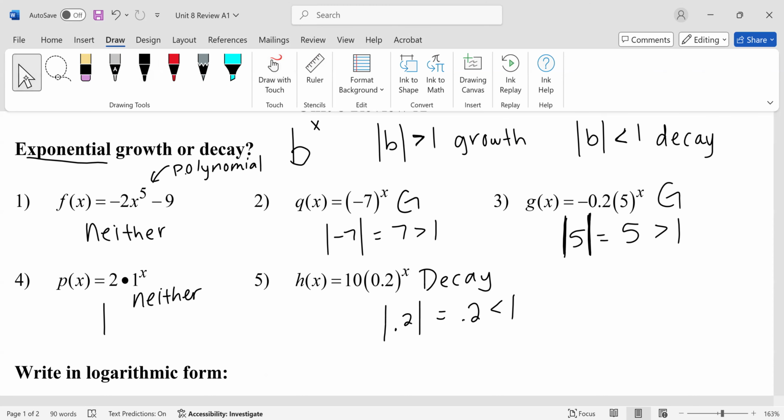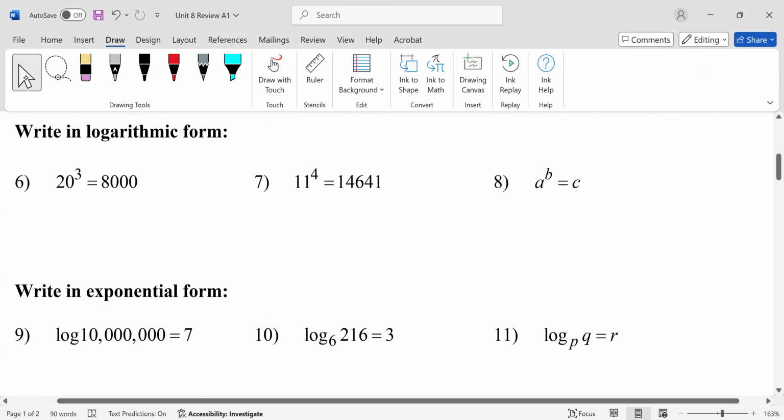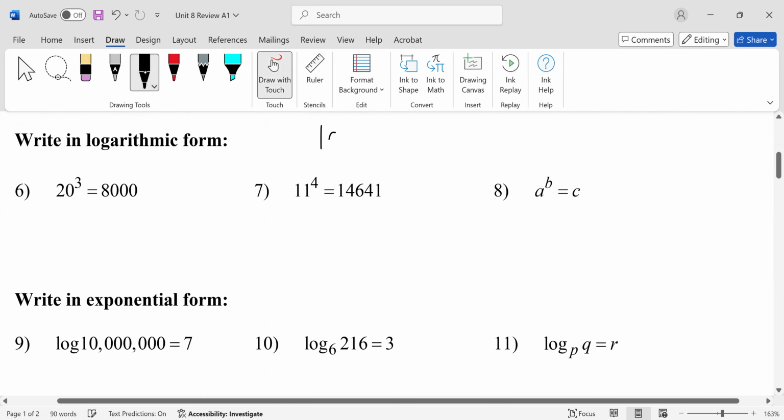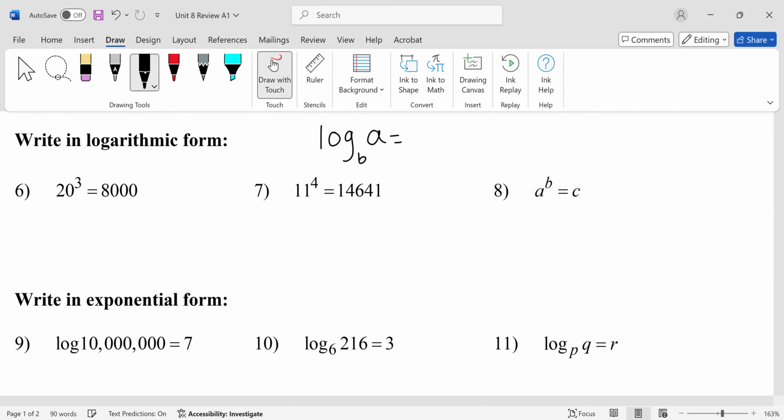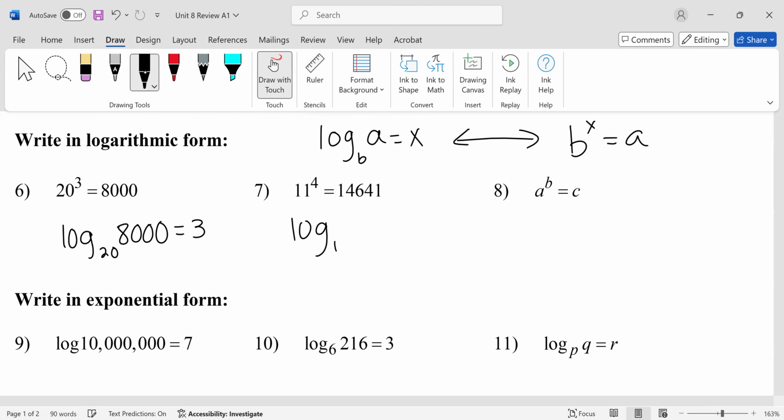Okay. All right, moving on to this part. This is just from your notes. Remember, log looks like this, base b, your answer, and then the exponent. If you want to go to exponential form, it's b to the power of x equals a. So you just switch it around. So if this has a log, would be log, the 20 goes down here. The answer is 8,000. Your exponent is 3. This is log, base 11. The answer is 14,641. The exponent is 4. This is log base A of C equals B. You're just going back and forth between the two formats.